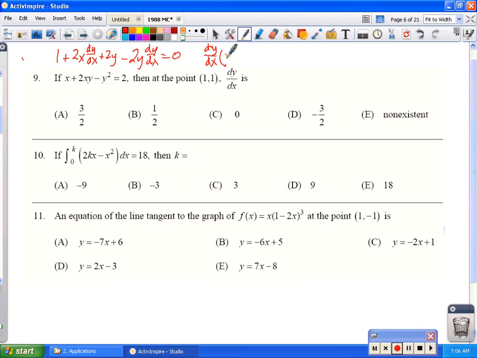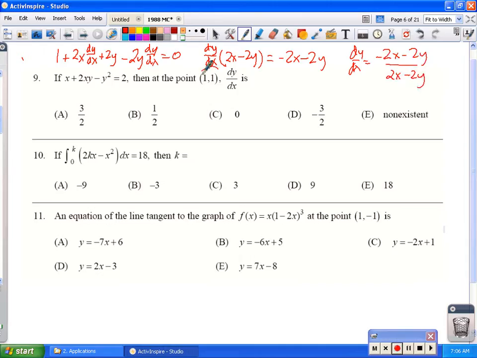That will leave me with 2x minus 2y. I'm going to get all the non-dy/dx terms on the other side. That would give me negative 2x minus 2y. When I divide both sides, I'll get dy/dx equal to negative 2x minus 2y over 2x minus 2y.